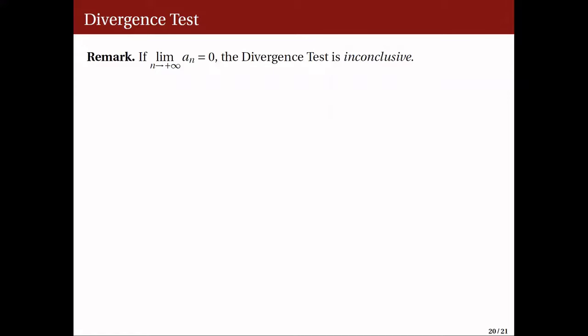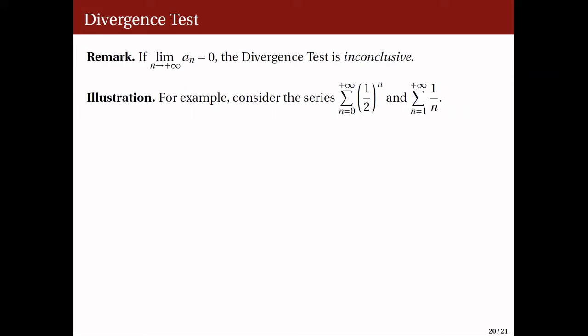However, we must be careful when applying the divergence test. Note that if the limit of a sub n as n approaches infinity is equal to 0, then the divergence test does not give us any conclusion. To illustrate this, let's look at the following series. The first series is a geometric series, summation of 1/2 raised to n, while the second series is the harmonic series, summation of 1 over n, with n ranging from 1 to infinity.